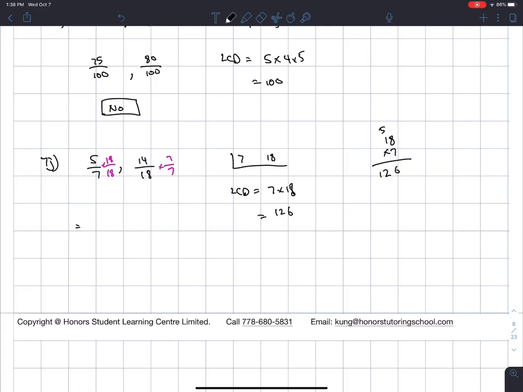18 times 5 is 90 over 126. And then 14 times 7, I'll just do it here. 7 times 4 is 28. 7 times 1 is 7, plus 2 is 9. So 98 over 126. And of course, they are not equal. So it will be a no for 7j.